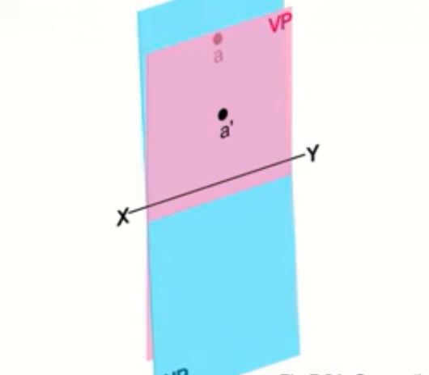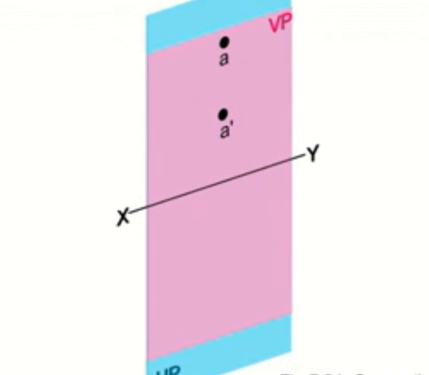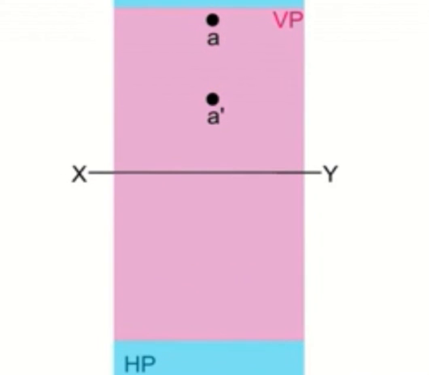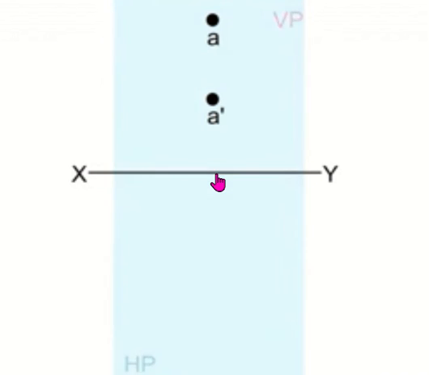Coming to the top view, that is point A, and this point A from the XY line indicates the distance of the actual point A from the vertical plane. We know that point A is placed some distance behind VP. That distance is the distance from the XY line to point A.